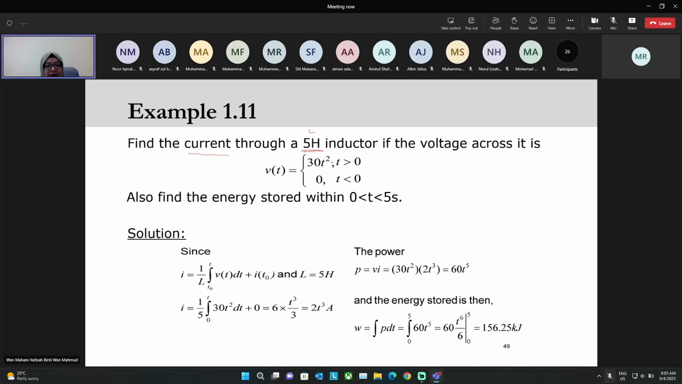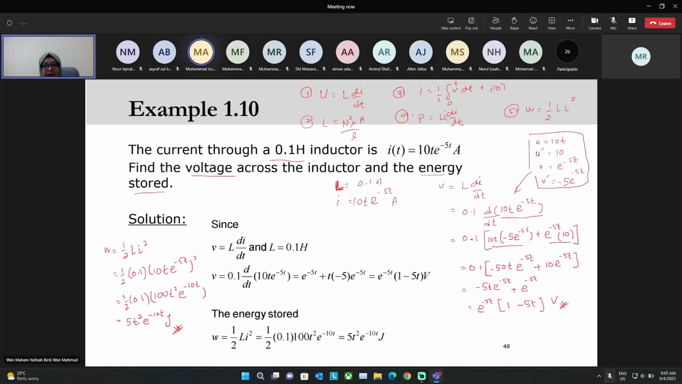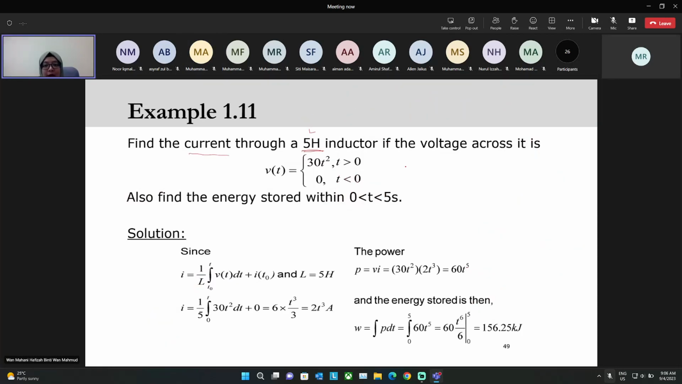Nak guna equation mana? Equation 1, 2, 3, 4, 5. Yang tadi ni. Equation 3 kan? So, I equals to 1 over L integration from 0 to t v dt plus I at time 0. Okay. So 1 over 5 integration from 0 to t, v dia 30 t square dt, tambah I0 berapa? 0. Dia dah bagi kosong.